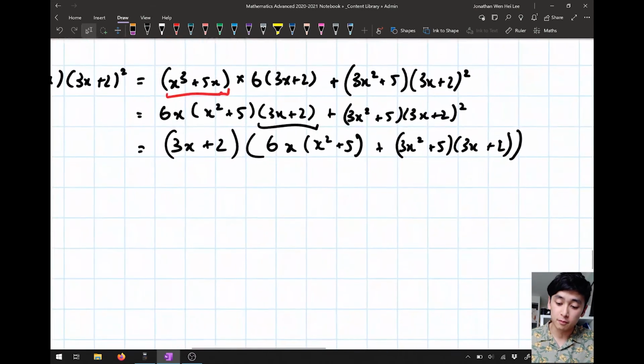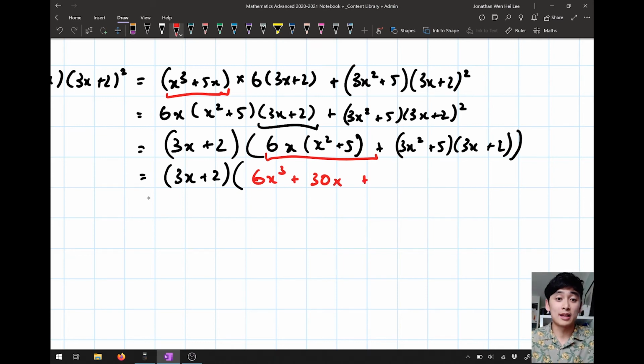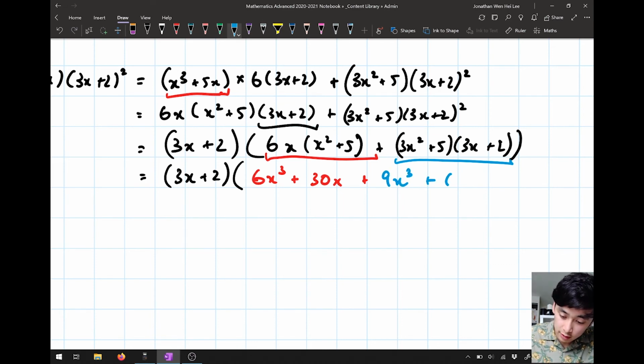Okay, let's expand this and simplify the stuff inside my brackets. This is where it gets a little bit longer and trickier. So this is where your working out needs to be a little bit neat so you can actually see where everything is. I'm going to expand out that first part here. This just becomes 6x cubed plus 30x plus, I'm going to expand out the second bit. So here, I'm going to use my FOIL method. So this becomes 9x cubed plus 6x squared plus 15x plus 10.